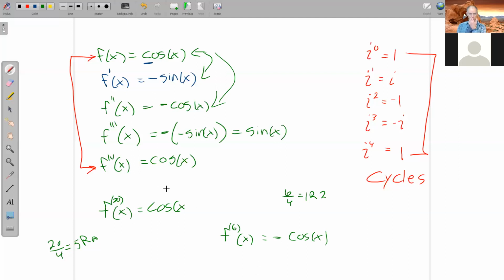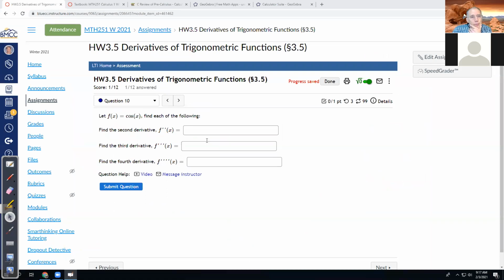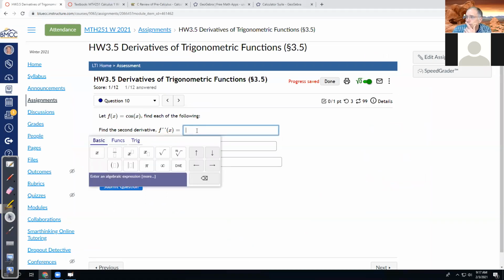Right? So the cool thing is derivatives of sine and cosine are predictable. So just like the cosine has a cycle of 4 and its derivatives, the sine also has a cycle of 4 since they're so intimately related. All right, that was fun. Other homework questions? Certainly.